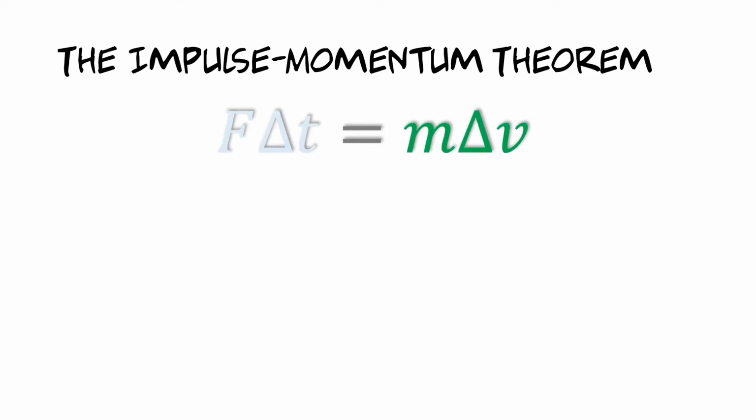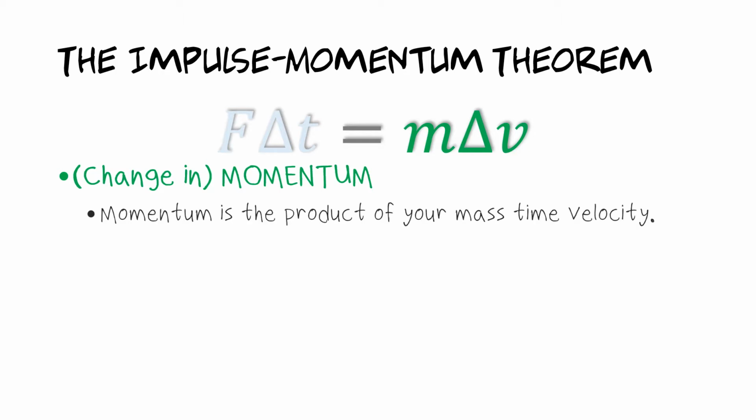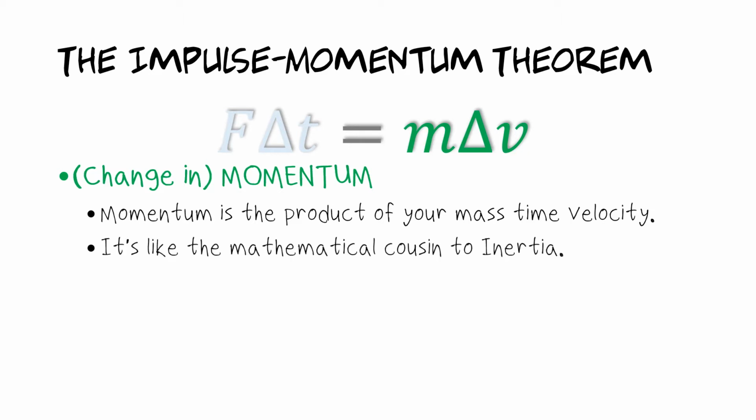On the other side of the equation is mass times change in velocity. And mass times velocity itself is momentum, so we're talking about the change in momentum. And momentum, again, product of mass times velocity, is similar but not identical to inertia. But if you're comfortable with inertia, you've got at least the scaffolding to understand momentum.